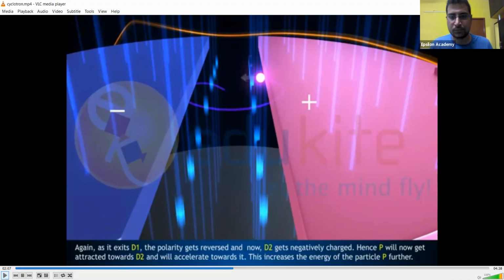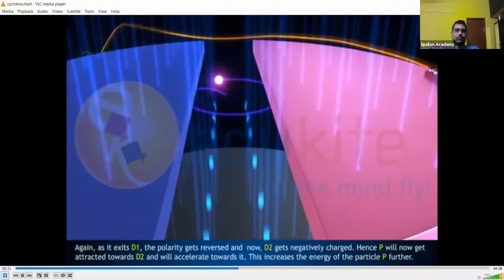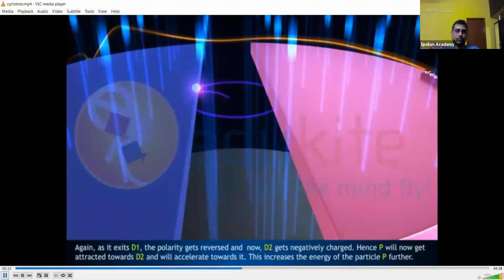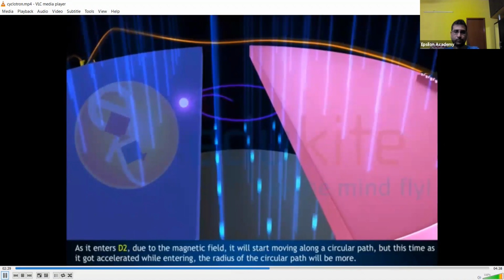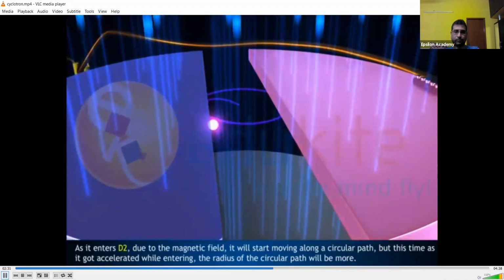At D1, the polarity gets reversed, and now D2 gets negatively charged. Hence, P will now get attracted towards D2 and will accelerate towards it. This increases the energy of the particle P further. As it enters D2 due to the magnetic field, it will start moving along a circular path. But this time, as it got accelerated while entering, the radius of the circular path will be more.